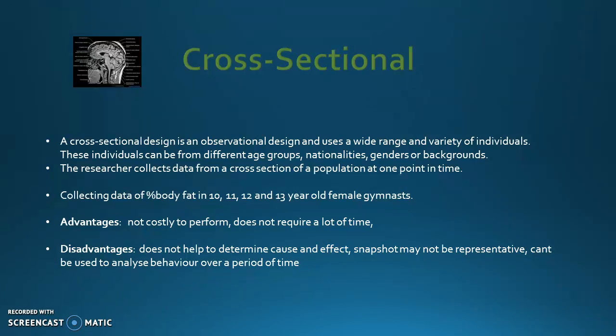The next research method that you may want to use is a cross-sectional. This is another observational design and uses a wide range and variety of individuals. These individuals can be from different age groups, nationalities, genders or backgrounds. The researcher collects data from a cross-section of a population at one point in time. This is called a snapshot.